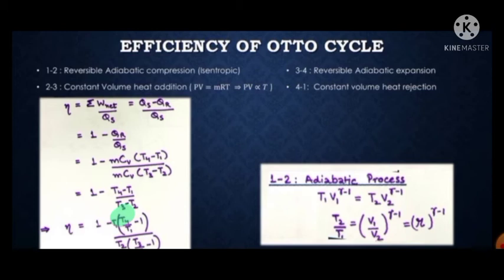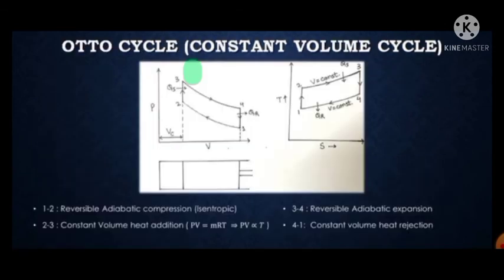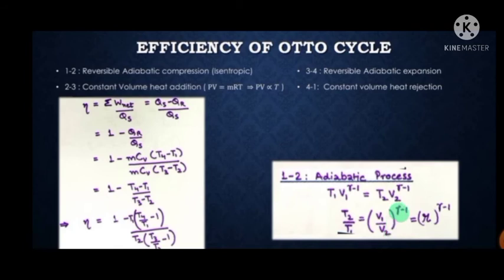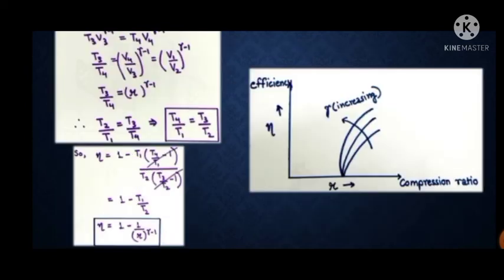Now to eliminate T1 by T2, in the adiabatic process, this is the adiabatic process 1 to 2, the equation is T1 V1 raised to power gamma minus 1 equal to T2 V2 raised to power gamma minus 1. So T2 upon T1 is equal to V1 upon V2 raised to power gamma minus 1. And what is V1 upon V2? As I have already explained in my previous lesson, it is the compression ratio. V1 we can write as Vs plus Vc, and V2 is Vc. So T2 upon T1 is equal to r raised to power gamma minus 1.